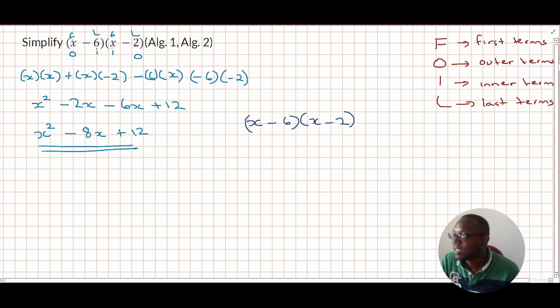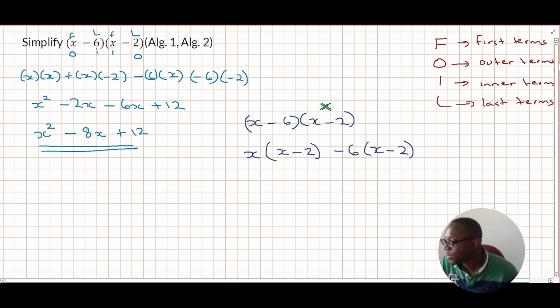I'm going to keep one of these. We're going to use distribution. I'm going to make one of these consistent. So I'm going to just make x minus 2 consistent. And I'm going to multiply each of the terms in here with the term that has an x on top of it. So what I'm saying here is x multiplied by x minus 2 minus 6 multiplied by x minus 2. So this is called the distribution method. And the other one I showed you earlier is the FOIL method. So now we're going to distribute these variables and the number into the parentheses.